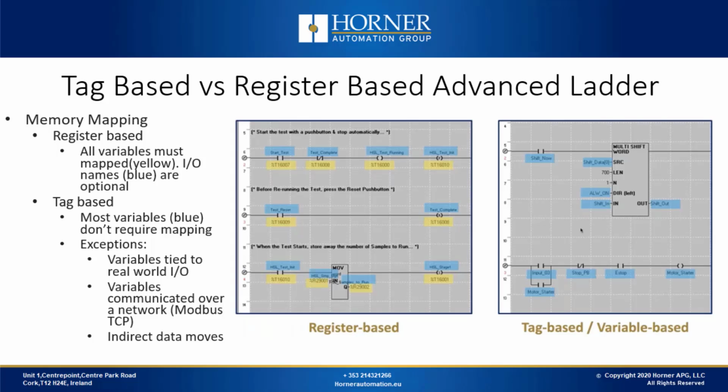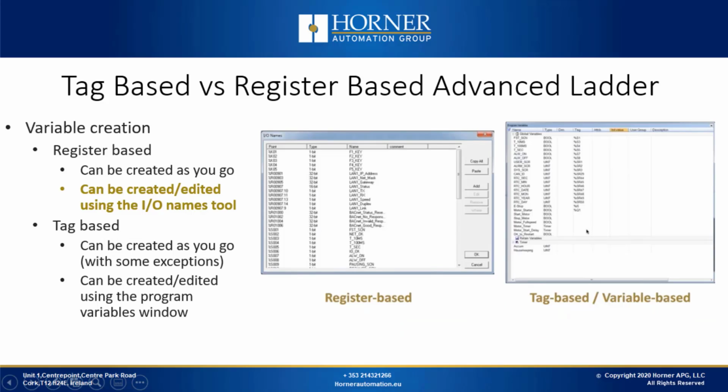The last exception is the case of indirect data moves, where data is moving from point A to point B directly, but you're using pointers from the source to the destination. So in general, in tag-based logic, you won't have to map variables, except in those cases. Next, we're going to take a look at the comparison in variable creation between our tag-based logic and register-based logic.